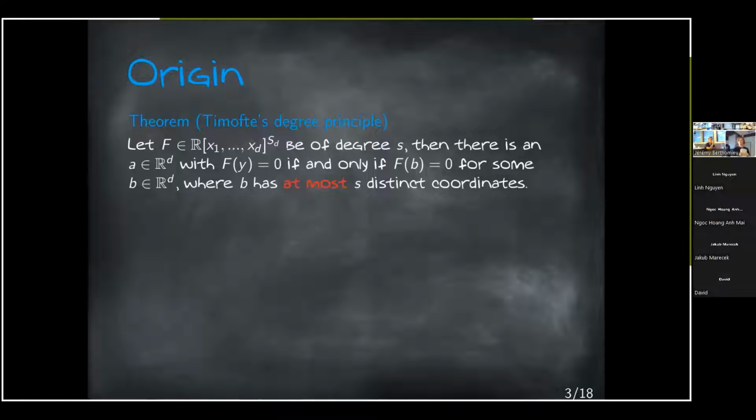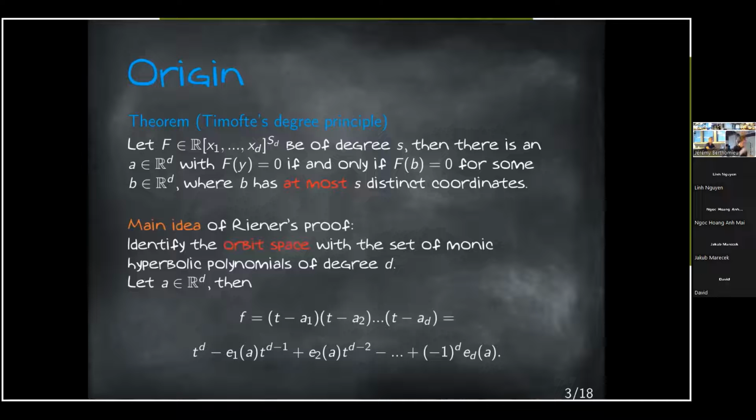I'll start by going through some of the main ideas of Arne's proof of this. And it's okay if you don't get that part. It's just to show that it's not such an arbitrary set to study. The main idea behind this proof is that you identify the orbit space of R^d with respect to the symmetric group with the set of monic hyperbolic polynomials of degree d.